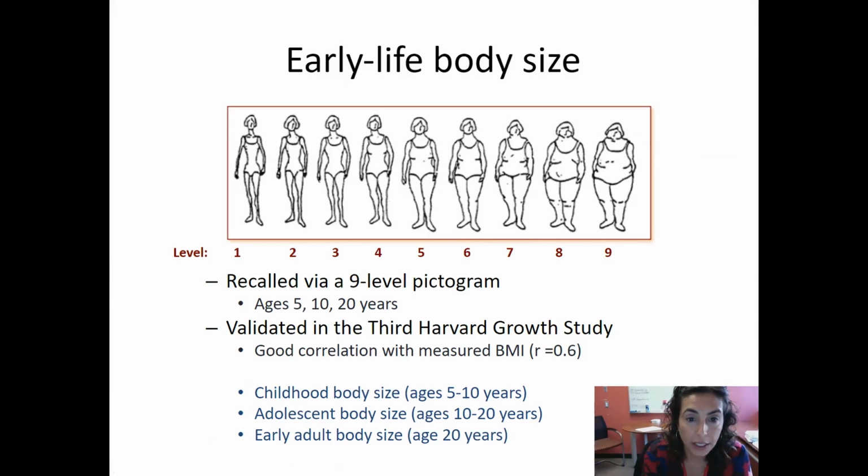So one way that we study early life body size in epidemiologic studies is to use figures. These are pictograms from 1 to 9, and we ask individuals to recall their own body shape, body size at different times during their life. And even though this seems sort of crude, there's actually a fairly good correlation between when we had people recall it and when we actually had measured BMI. Certainly not perfect, but it actually does a relatively good job. And in the Nurses' Health Study, we asked individuals to recall this 9-level pictogram at childhood, during adolescence, and also at age 20.